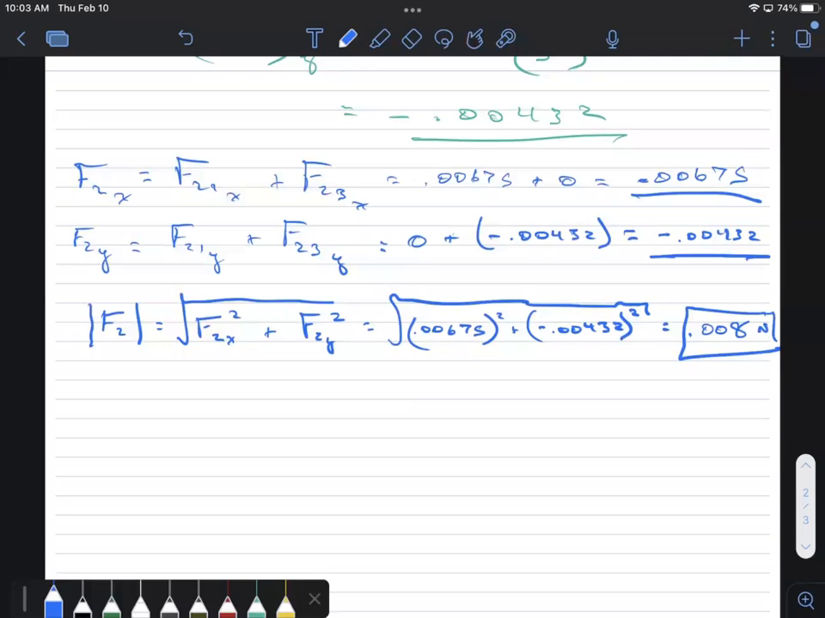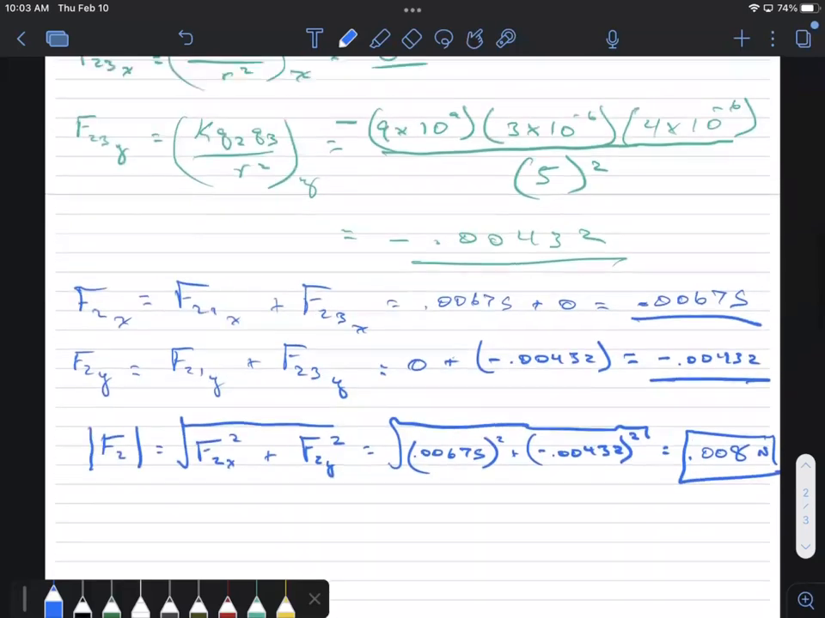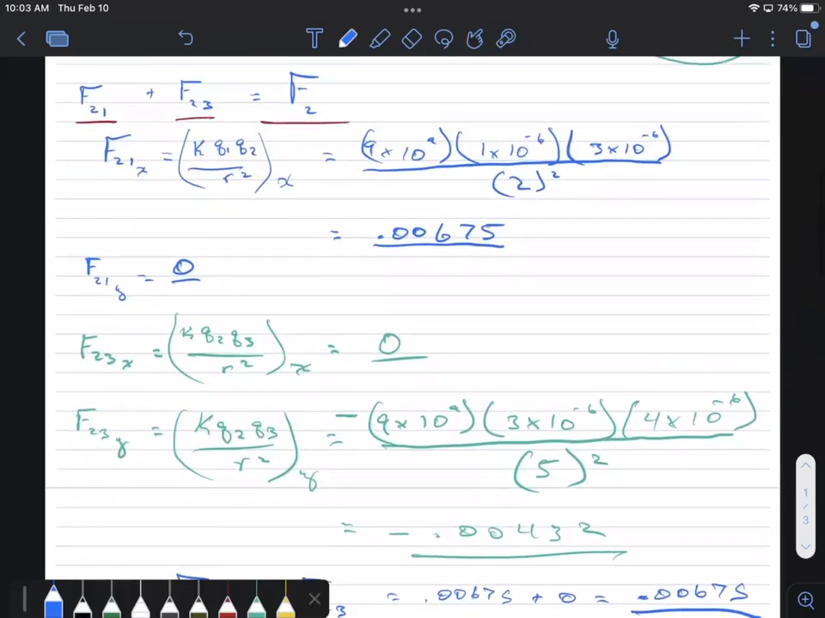I don't have a question about that, but I was wondering if you could scroll up just a little bit. Yeah, I had a question. So I understand how you got times 10 to the power of 9. How did you get times 10 to the power of 6?